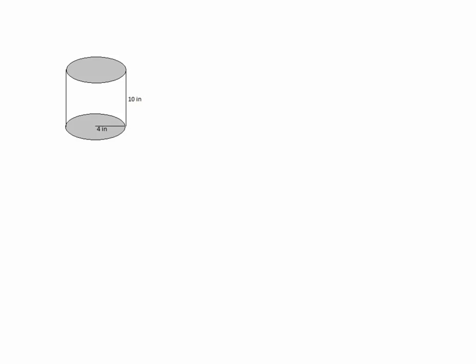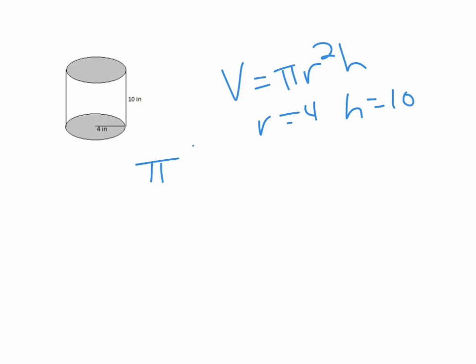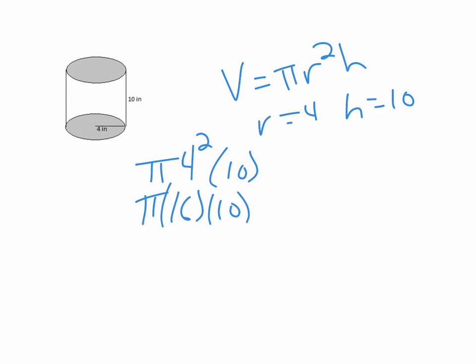Alright, so let's do this again. Volume equals pi r squared times height. So the radius is 4, so r is 4. Your height is 10, and then we just plug it in. So I have pi times radius, which is 4 squared, times 10. So I get pi times 16 times 10. So that equals 160 pi. And we label it inches cubed because it's volume. Remember, area is squared, volume is cubed.